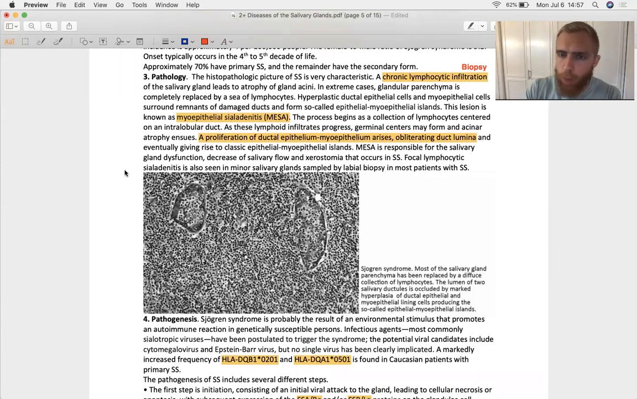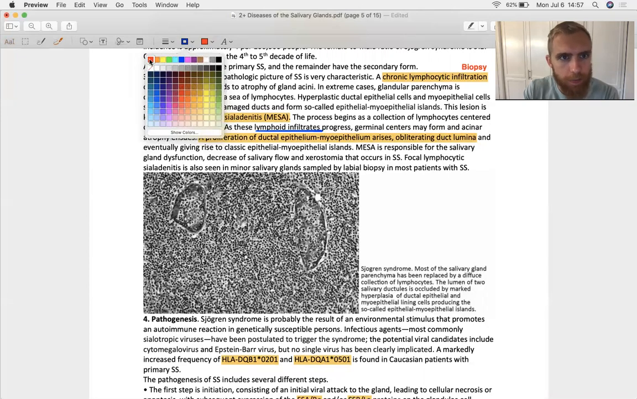And if you were to cut open the salivary glands, what you would indeed see is a heavy lymphocytic infiltrate. And it's got this pattern referred to as myoepithelial sialadenitis, or MESA. And the myoepithelial cell is a pretty interesting cell. We'll get there. But MESA has these lymphoid infiltrates.